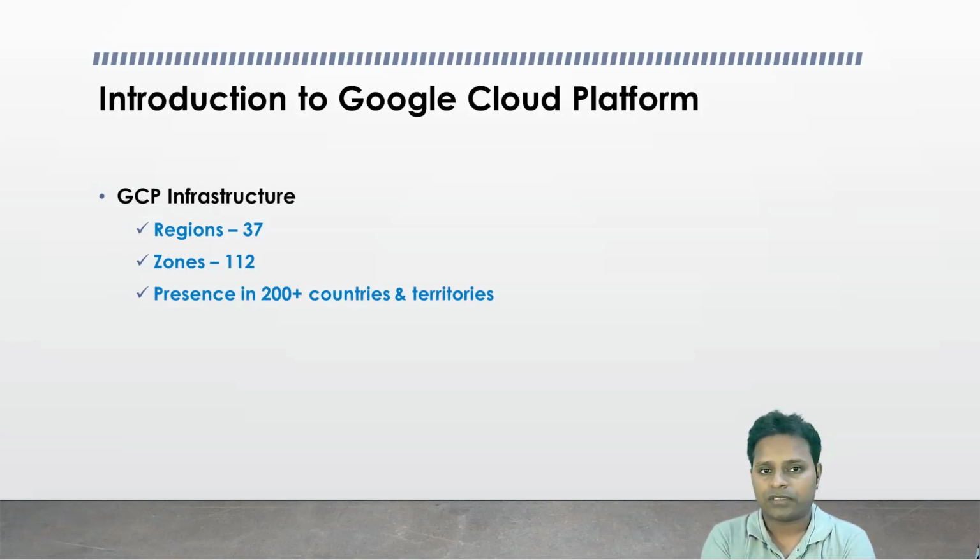So zones are nothing but the data centers. Regions are where the zones reside. I will cover it with a graphical representation as well. I have that in the next slide. Okay. Now, with these regions and zones combined, as of now, Google has presence in 200 plus countries and territories, right? So it has a global presence. It has a lot of products which help in performing all sort of your operations, all sort of your analysis, everything, right?